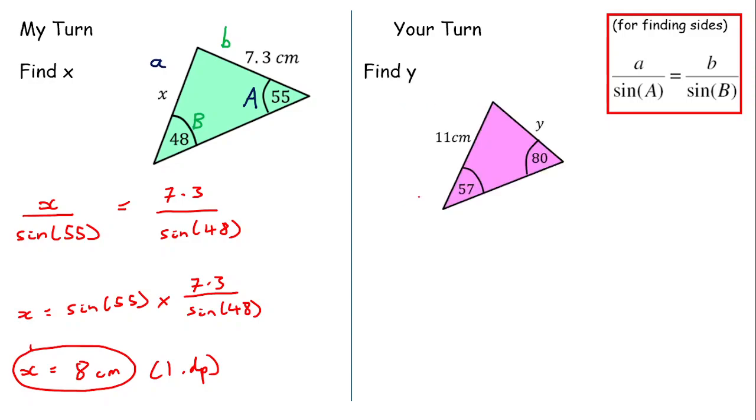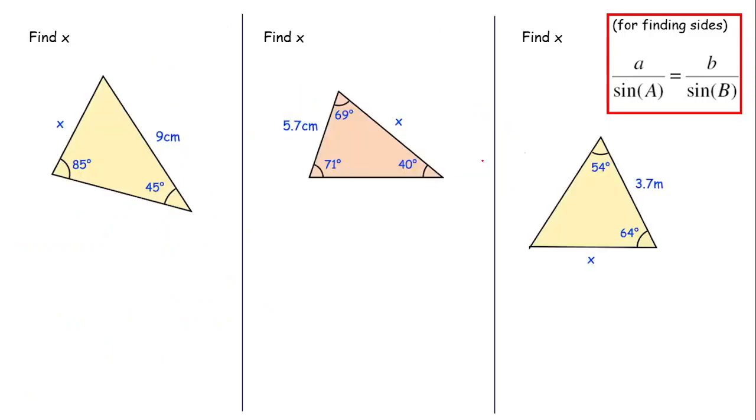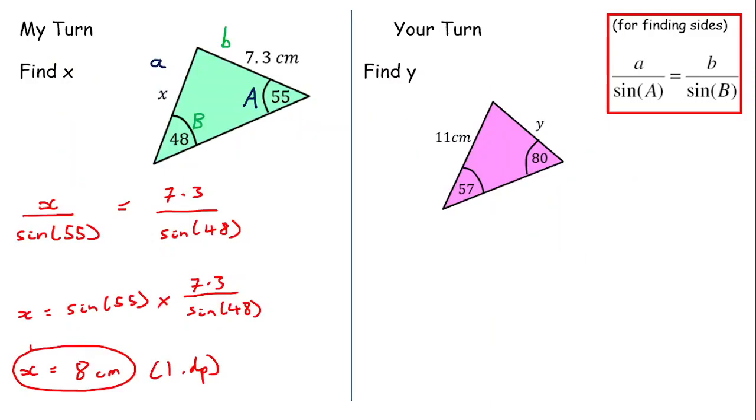Okay, so what you can do now is pause the video and give that your turn a go, and then we'll look at 3 examples that you can try yourself, and then we'll go through those. You can fast forward to the end. So your turn, let's go through it.